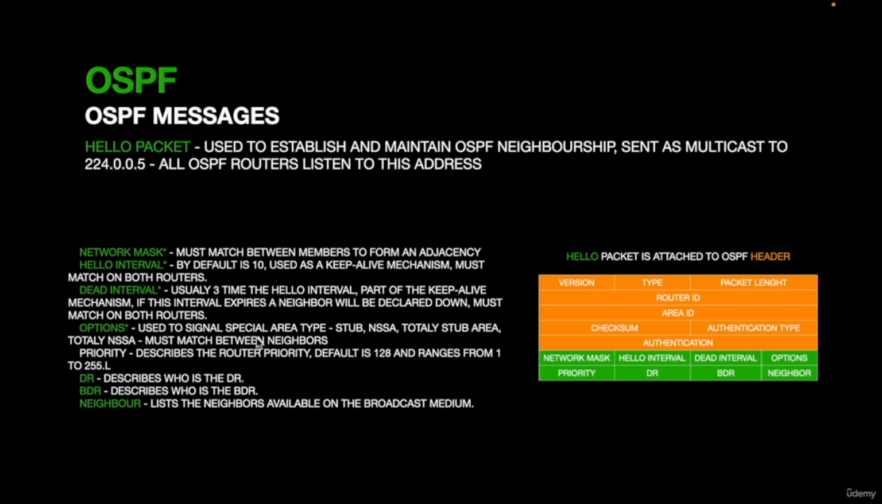We also have options. Options are used to signal special area types like stub, NSSA, totally stubby area, and totally not so stubby area, and it must match between neighbors. Also, we have priority, which describes the router priority. Default is 128, and it can be from 1 to 255. We also have a field which is describing the designated router, and a field which is describing the backup designated router, and it will also list all available neighbors on the broadcast medium, meaning on this multicast IP address.